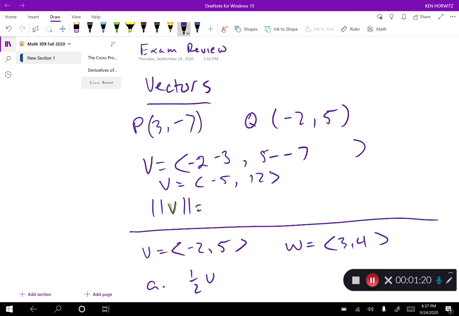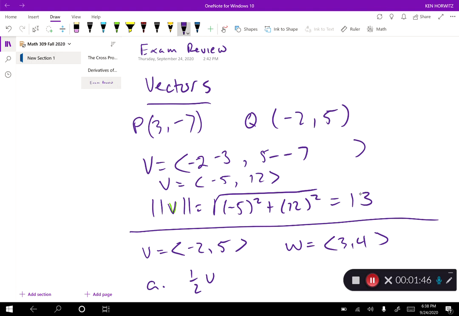Now the next thing we did was magnitude. How do I get the magnitude? Well, I'm going to put my square root. I'm going to take my components, square them, and add them. When I square them and add them, I take the square root. My final answer should be 13.